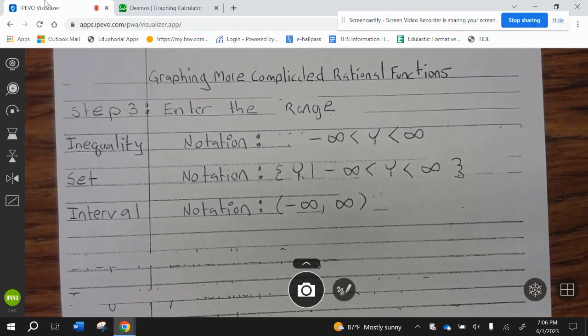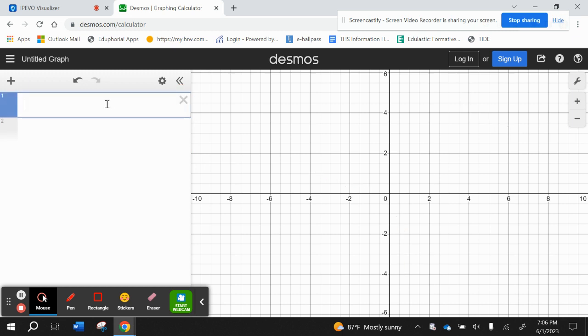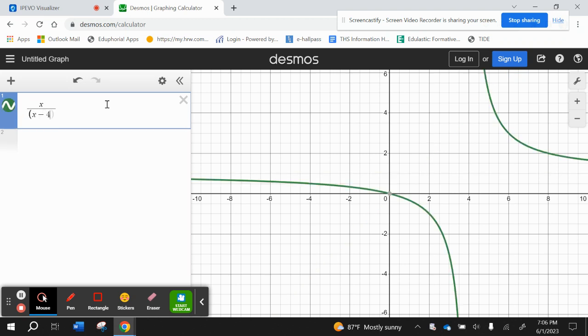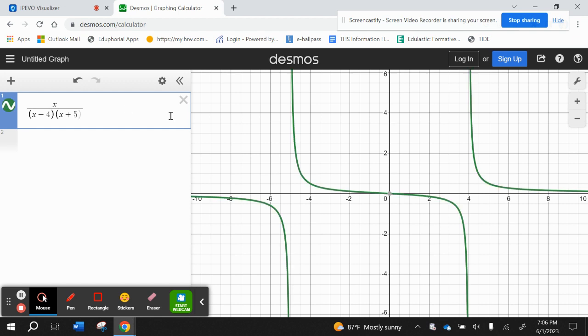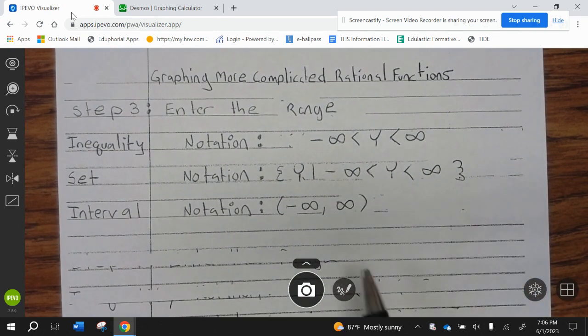So we have x divided by x minus 4, x plus 5. Now, you can see that the domain has an effect, but the range is infinite in both directions. There's no asymptotes. Like if I graph, there's no horizontal lines that cut the graph, so it's infinite. So that explains why it's from negative infinity to positive infinity.